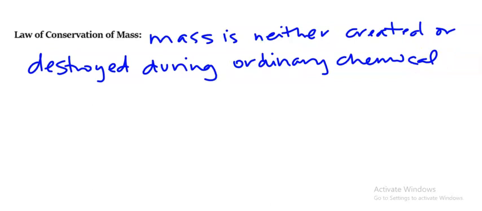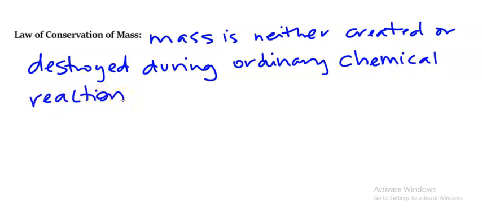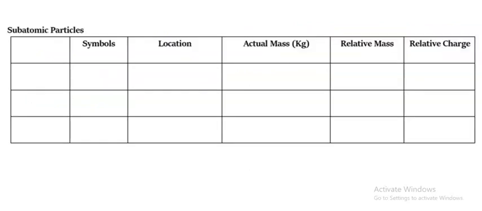Oh my goodness, can't read that. Here we go. So it just gets rearranged and put into other forms, but it's still all there, even if we can't see it. So what is matter made of? If it's being conserved, what is it made of?